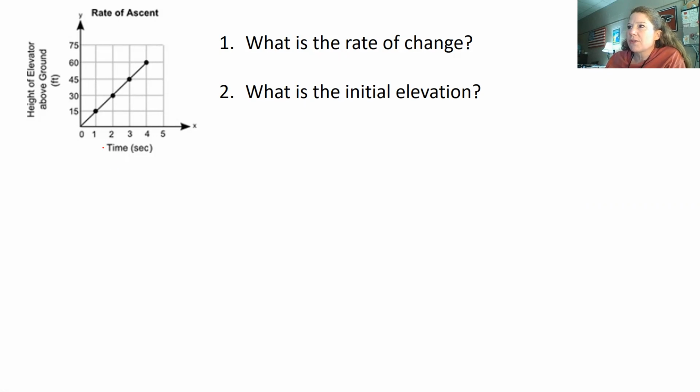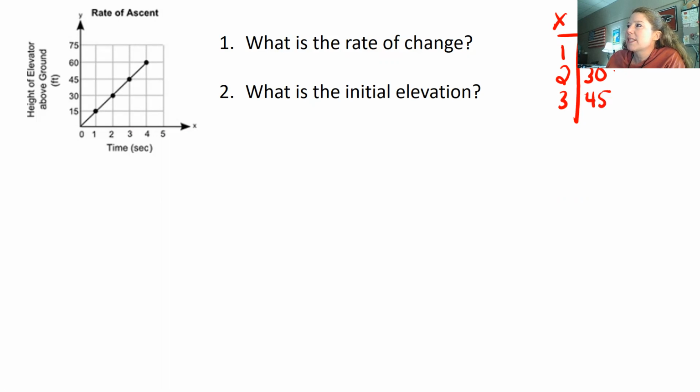All right, so the very first question asks, what is the rate of change according to this graph? And what is the initial elevation? So first of all, let's do the first one. So if we took these points and thought about them as like a T-chart, when x is 1, y is 15. When x is 2, y is 30. When x is 3, y is 45.